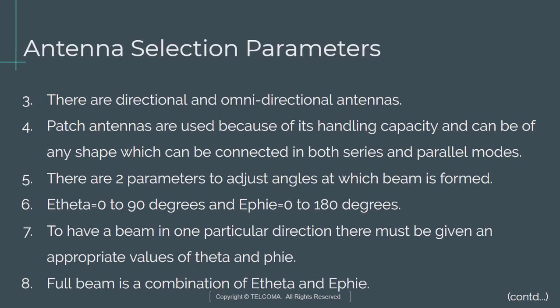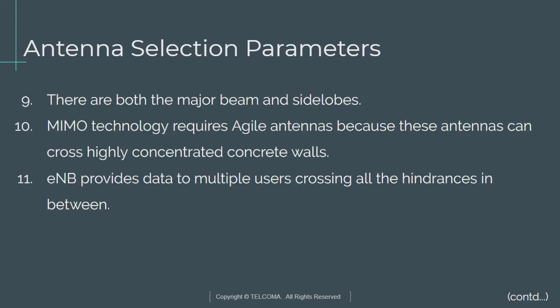There are two parameters to adjust the angles at which the beam is formed. That is E theta equal to 0 to 90 degrees and E phi equal to 0 to 180 degrees. To have a beam in one particular direction, appropriate values of theta and phi must be given. The full beam is a combination of E theta and E phi. There are both the major beam and side lobes. MIMO technology requires agile antennas because these antennas can cross highly concentrated concrete walls. The eNode B provides data to multiple users, crossing all the hindrances in between.